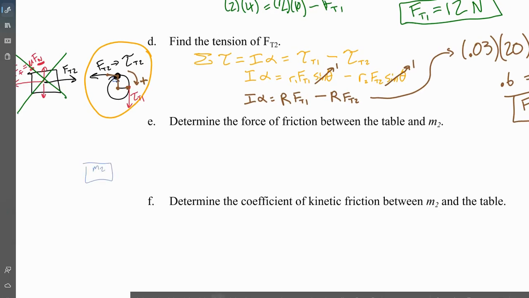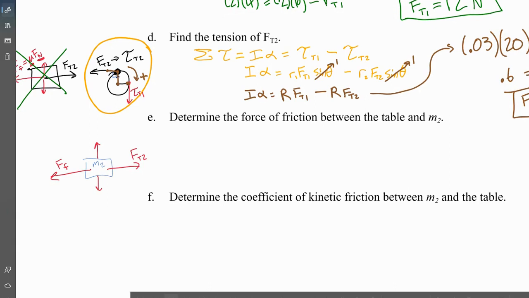Mass 2. That's it. The force of friction holds it back, but tension 2 keeps it forward. There's gravity and there's normal force, but those cancel out. Those are not in the direction of motion, which means we don't really have to consider them for right now, at least.